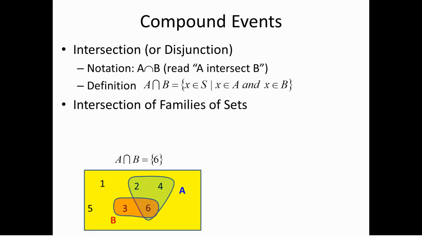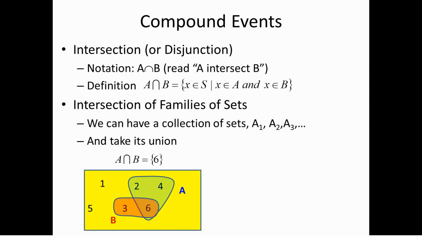Now again, we can take intersections of families of sets. I can have a countable collection of sets, and I can take their intersection. That should mean intersection, not union. Sorry, I'll change that. Notice that this is the set of all elements that are in A1 and A2 and A3 and A4. In other words, they're in all of the An's.